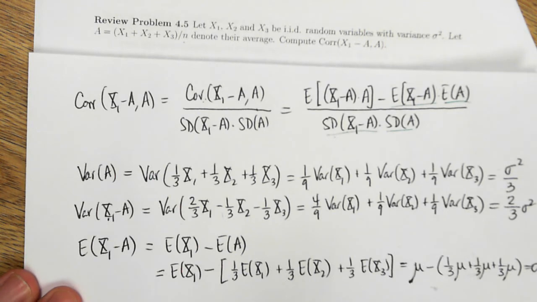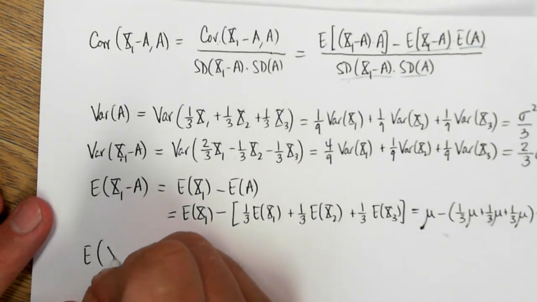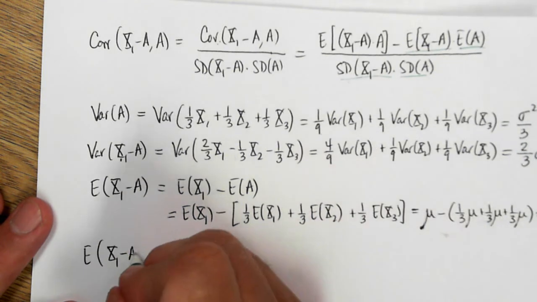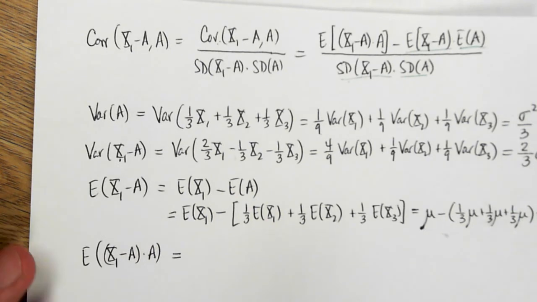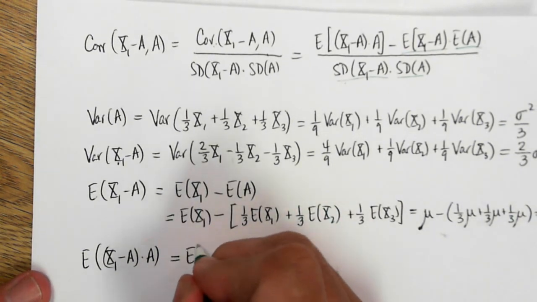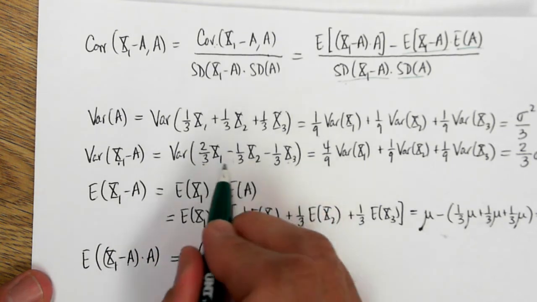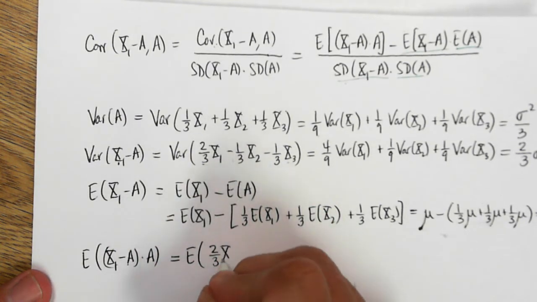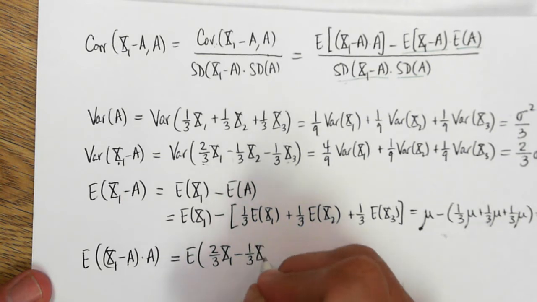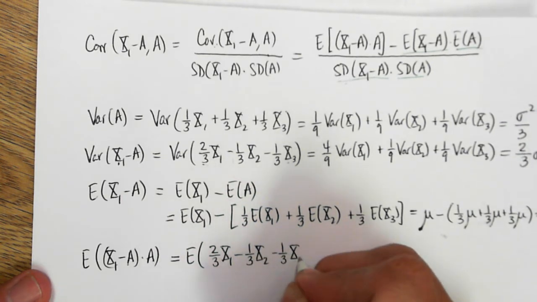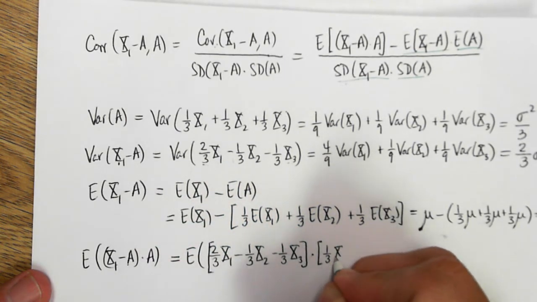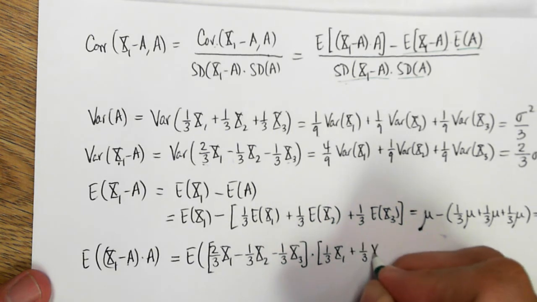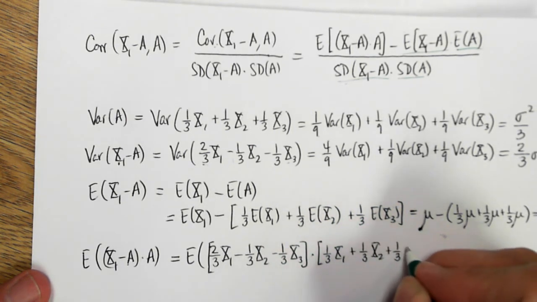And so the last thing that I need to get is the expected value of X1 minus A times A. All right, so this is going to be a bit of a mess. X1 minus A is going to be this part right here, 2/3 times X1 minus 1/3 times X2 minus 1/3 times X3. And A is 1/3 times X1 plus 1/3 times X2 plus 1/3 times X3.